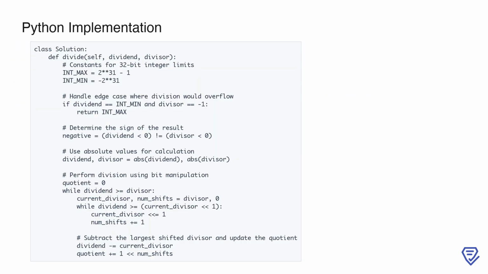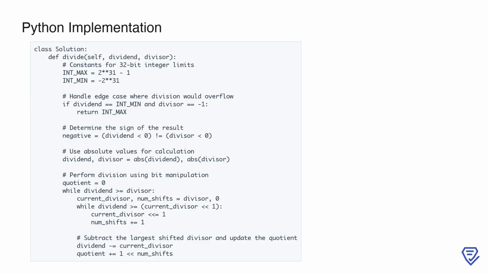Here, we start with a Python implementation for dividing two integers without using the division operator. First, we define constants for the 32-bit integer limits, which are important because the result must stay within this range. Next, we handle a specific edge case. When the dividend is the minimum 32-bit integer value and the divisor is -1, the result would mathematically exceed the maximum limit. To prevent overflow, we directly return the maximum integer value in this scenario.